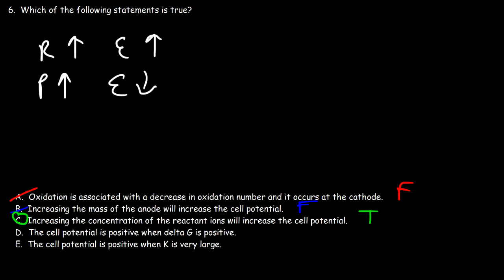D, the cell potential is positive when delta G is positive. That's a false statement.